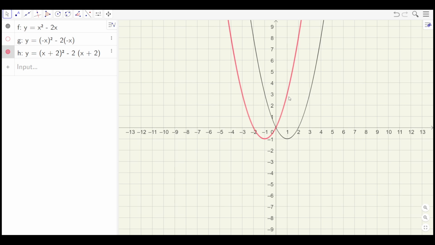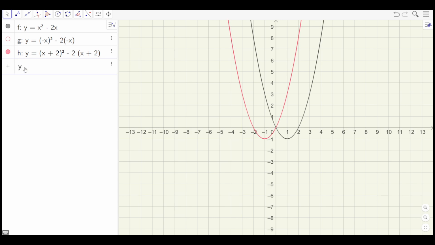You see the red one is the shifting of the black one 2 units, but to the left. Is that right? Yes, because this minus 2, after being shifted 2 units to the left, goes to 0. This point goes here, this part will go there. And if you want, we can do a little bit better.